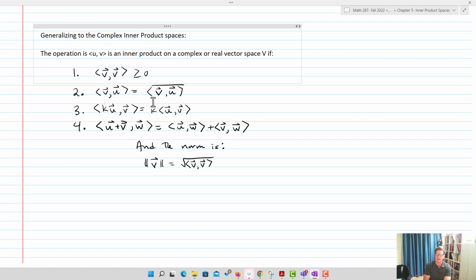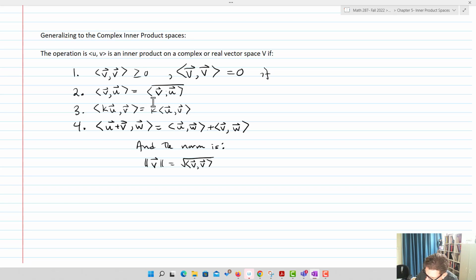So again, we've got v. The inner product of v with itself is going to be greater than or equal to 0. And we also have that v inner product v equals 0 if and only if v equals the 0 vector. So that's the only way that that's going to happen. All right, now u inner product v will equal the conjugate of v inner product u.